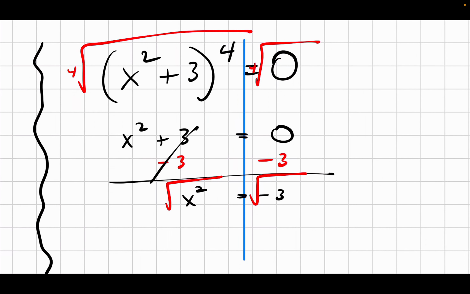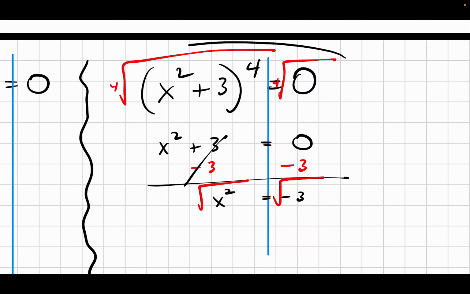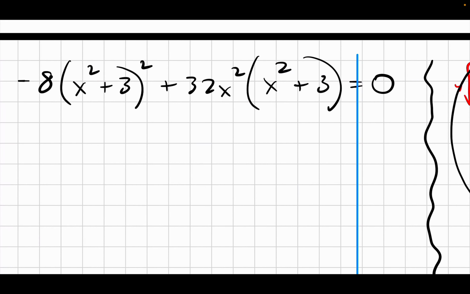Square root of -3 is imaginary. It's not real. So this side is not going to give us anything useful. Okay, go to the other.